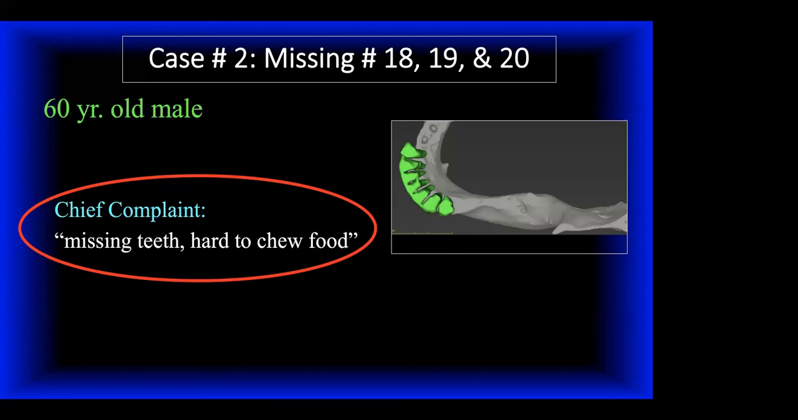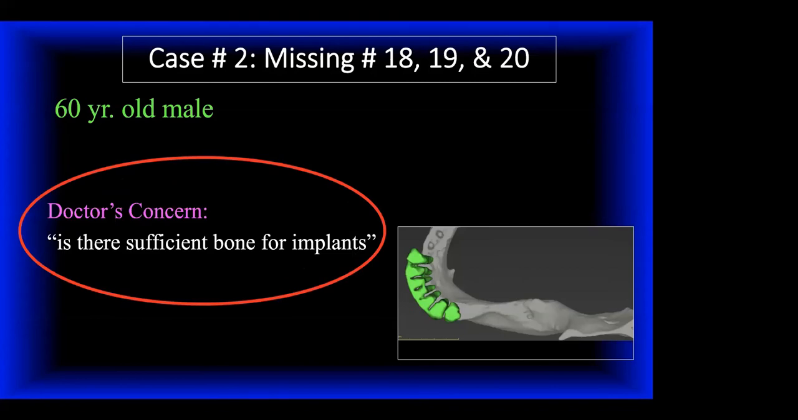So let's go into the case. I know everyone's tired. They've been working all day. This patient's missing 18, 19, and 20, a 60-year-old male. Chief complaint is they're missing teeth, and it's hard to chew their food without these teeth. So we're going to look at this left side. The doctor's concern is, is there enough bone to place the implant?